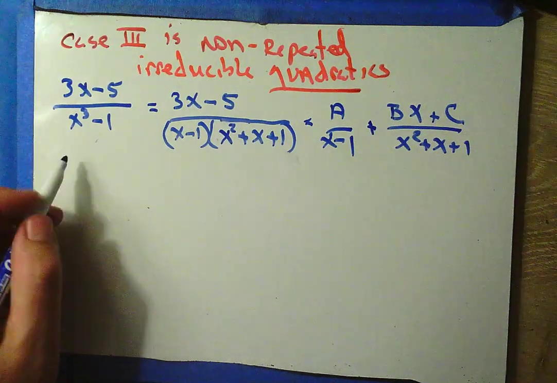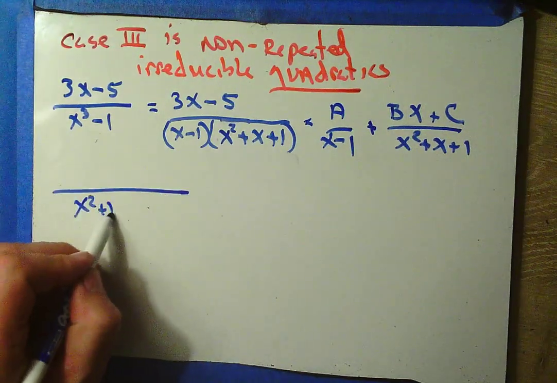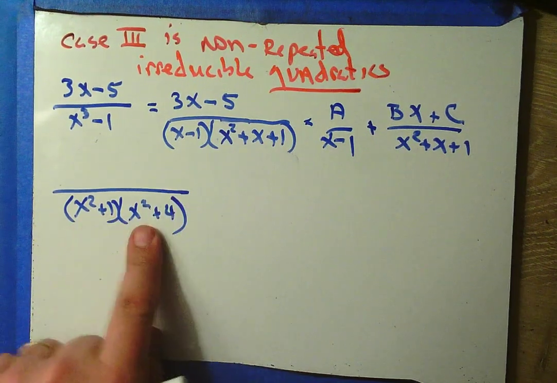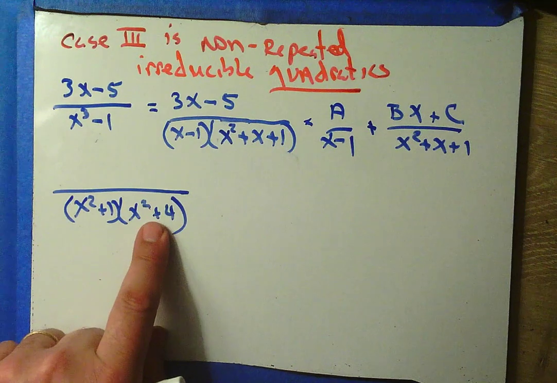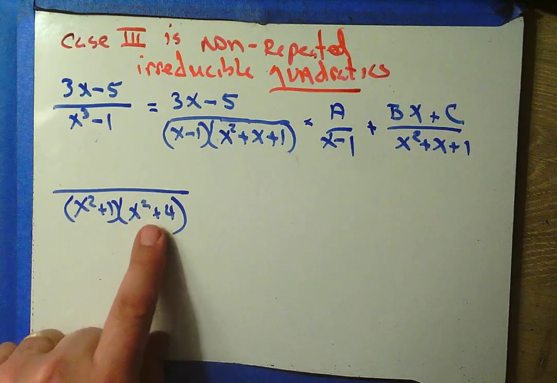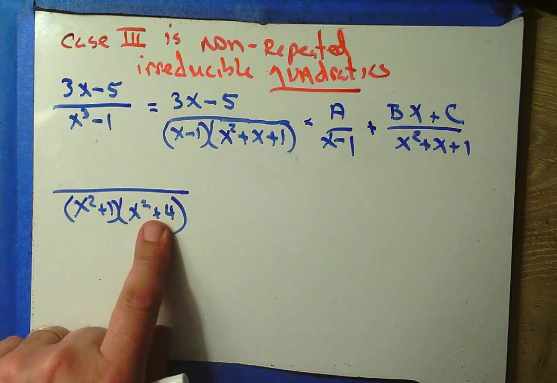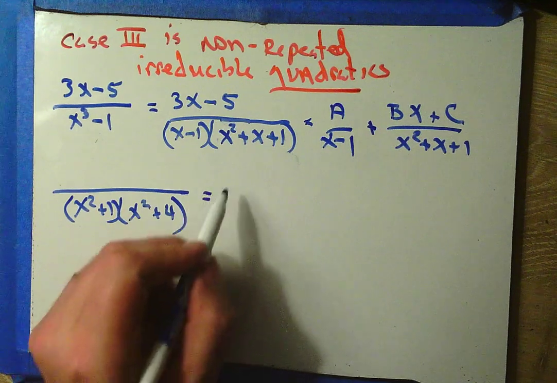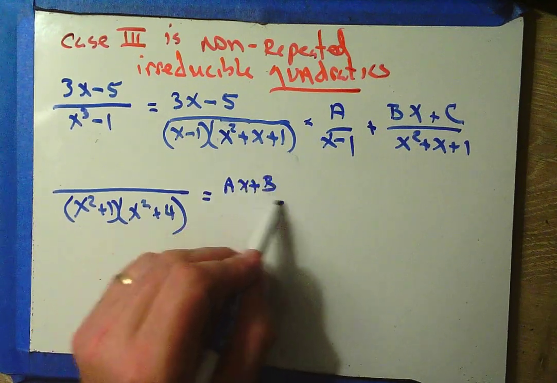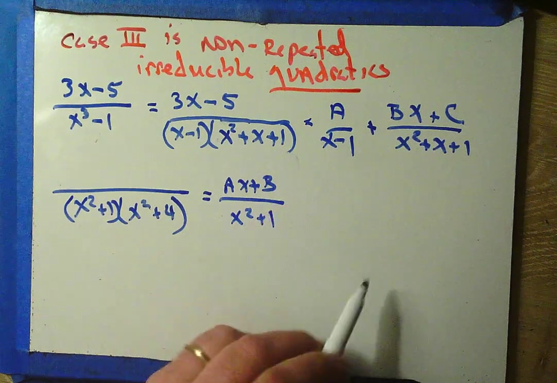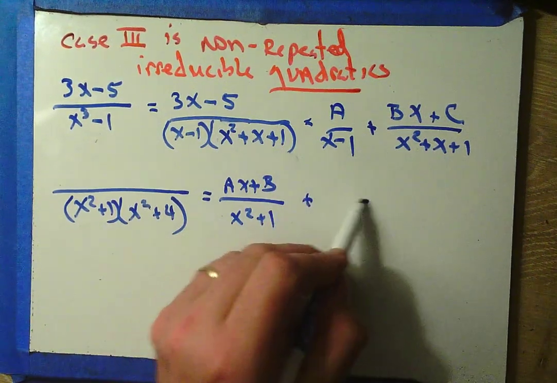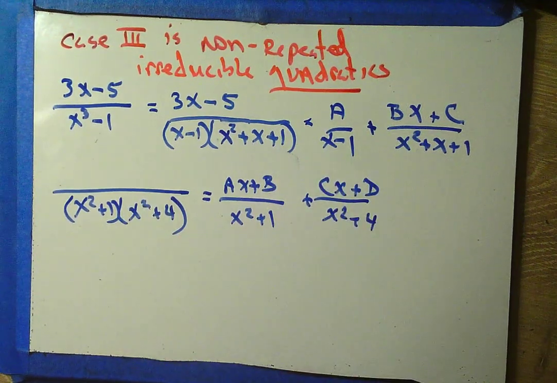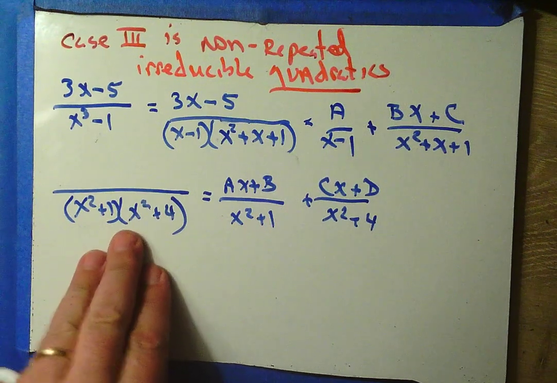Look, what if we had this? What if we had x squared plus 1 times x squared plus 4? These are two irreducible quadratics. If we had minuses, they'd be difference of squares, and I could take them further, but they're pluses, and they would only factor with imaginaries. So we're going to say these are irreducible quadratics. I'm going to write Ax plus B over x squared plus 1, and over x squared plus 4, Cx plus D. Okay, this is case 3.